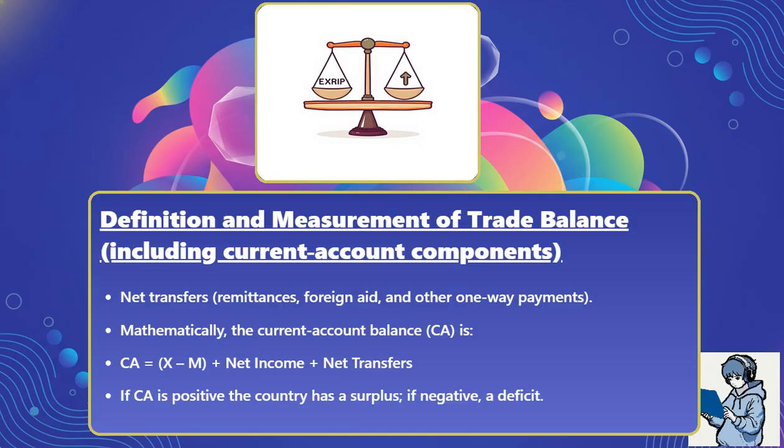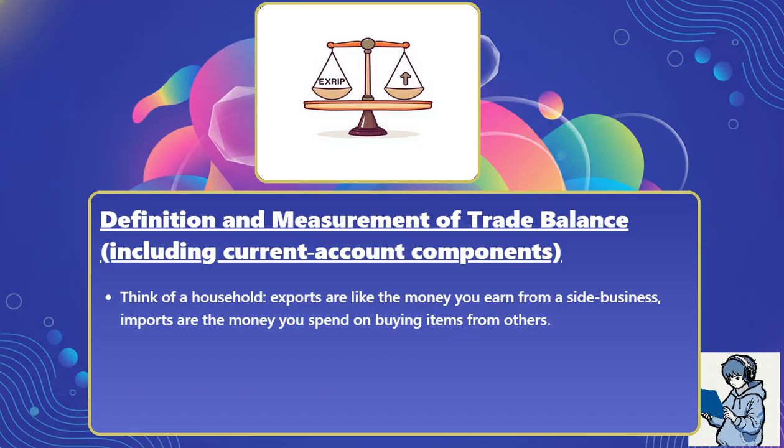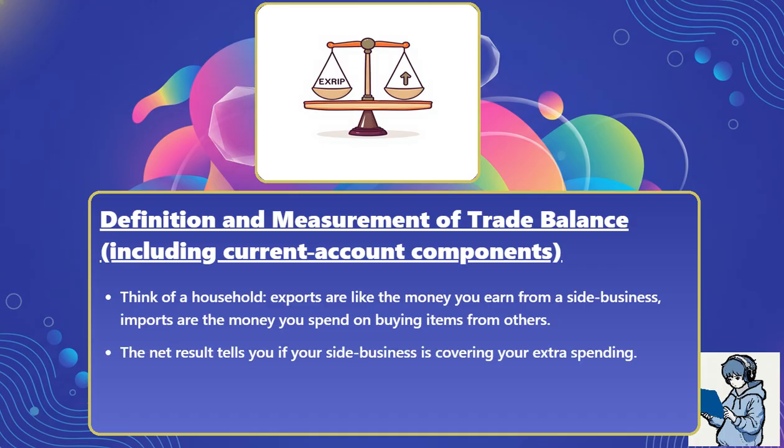If CA is positive, the country has a surplus. If negative, a deficit. Think of a household. Exports are like the money you earn from a side business. Imports are the money you spend on buying items from others. The net result tells you if your side business is covering your extra spending.